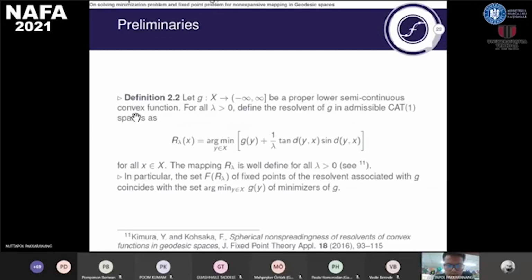Next, I will talk about the resolvent operator in CAT(1) space. Let G be a proper lower semi-continuous convex function. For all lambda greater than 0, we define the resolvent operator like this. In particular, the set of fixed points of the resolvent associated with G coincides with the set of the argmin, the minimizers of G.